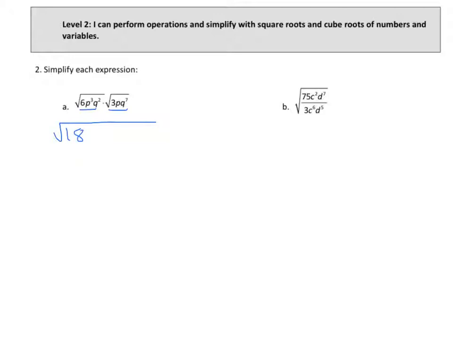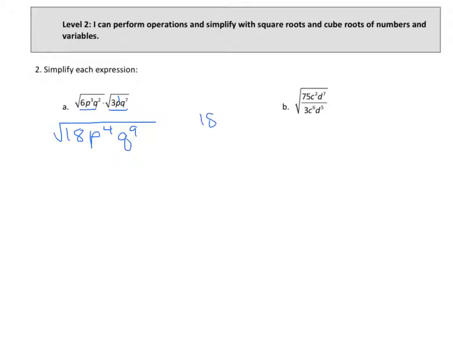I'm going to multiply p to the third times p. Remember, that's like p to the first power. So add the exponents, you get p to the fourth. And q to the second times q to the seventh would be q to the ninth by adding the exponents. And then we just simplify the radical.